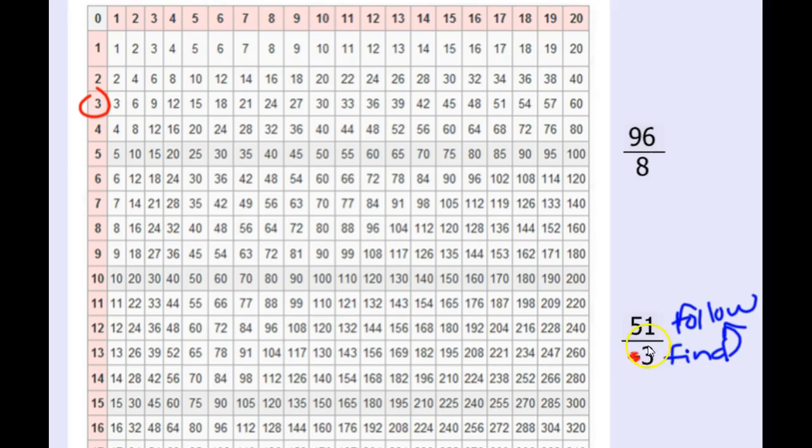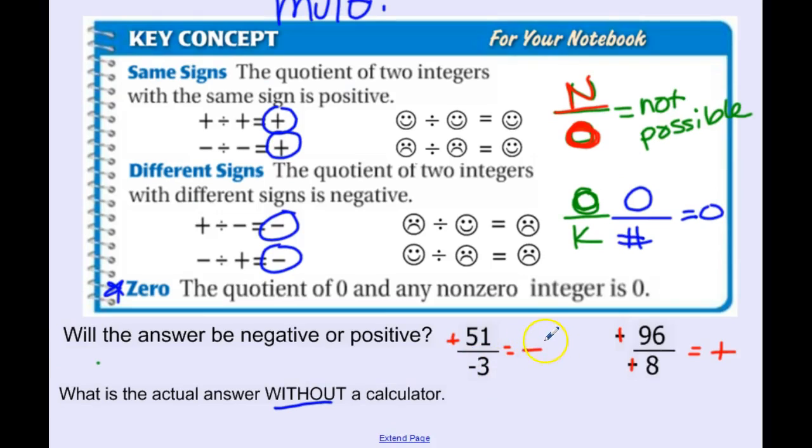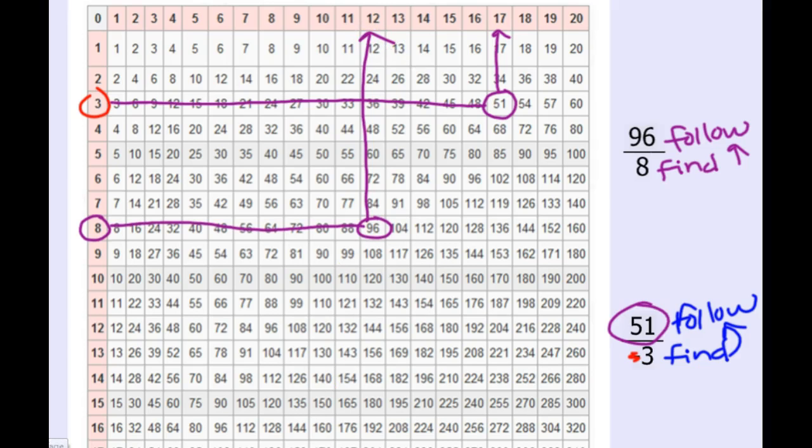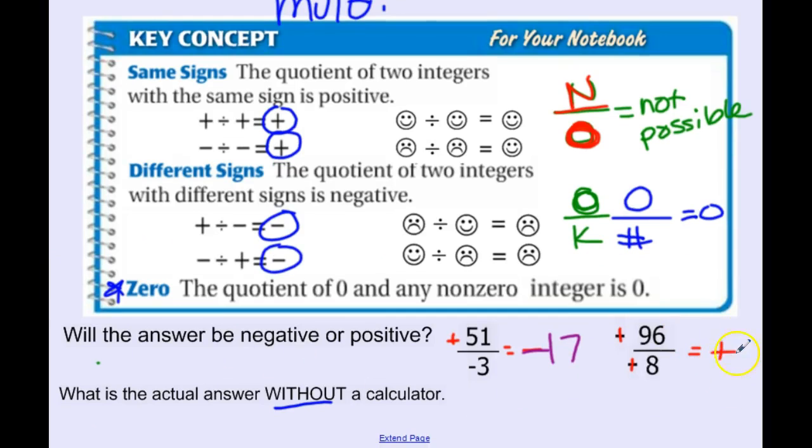So I found 3, and I'm going to follow it until I get to 51. So follow, follow, follow, follow, follow, follow. Oh, there's 51. So I'm going to look up. My answer will be 17. So I know down here my answer is really a negative 17. We already figured out that this answer is going to be positive, so we're going to find 8 and then follow until we get to 96. So here's 8, follow, follow, follow, 96, and our answer, if we look up, will be 12. So we can write that down there, a positive 12.